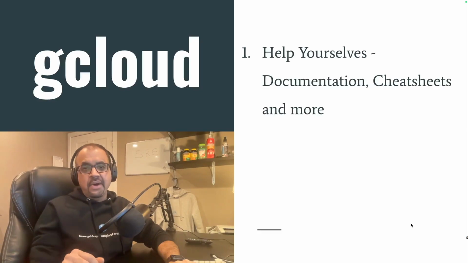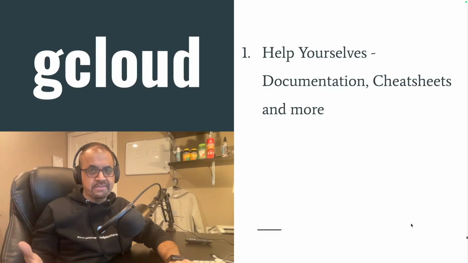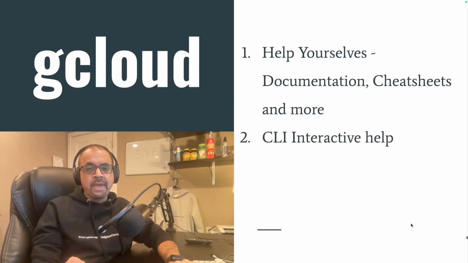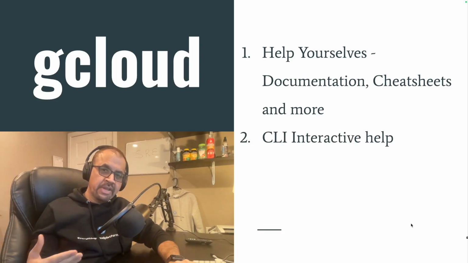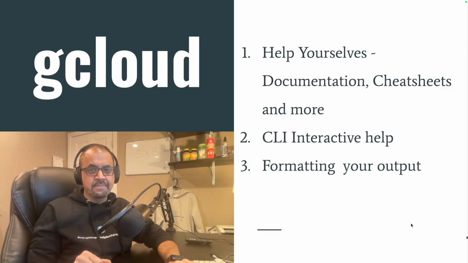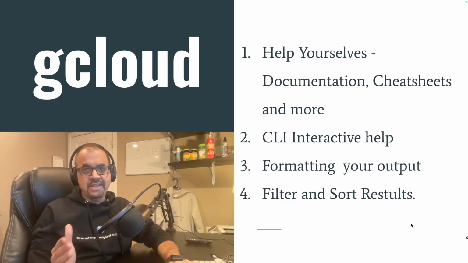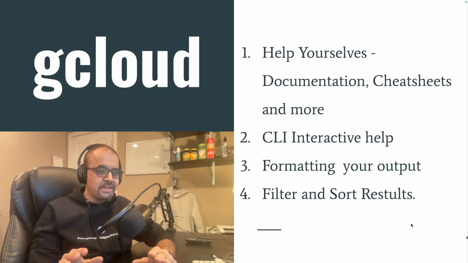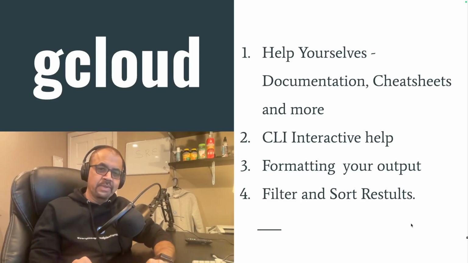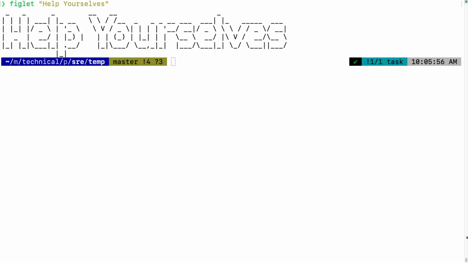So let's go. Here is the agenda for the session today. We'll start with seeing how you can help yourselves. Look at the Google official documentation, look at cheat sheets and more. We'll then look at how to use the interactive help right from your CLI. We'll then look at various ways of formatting your output. Finally, we'll look at how to filter and sort your results. And these are generic things that you will be able to apply to anything that you are wanting to do with gcloud using CLI.